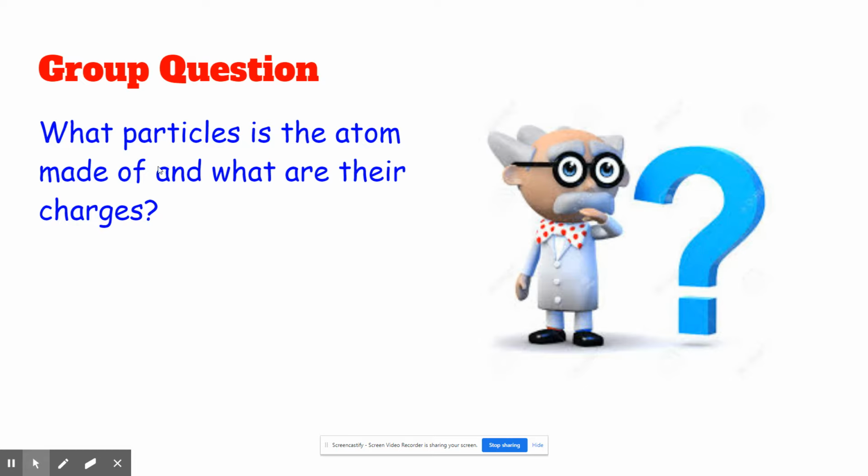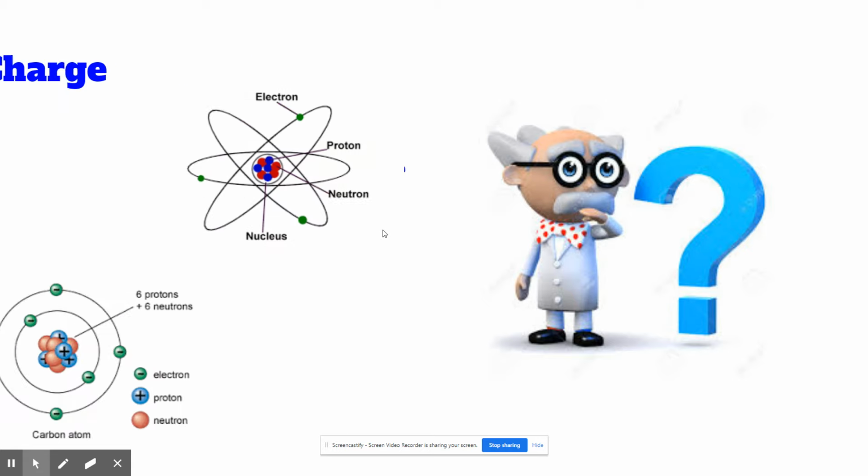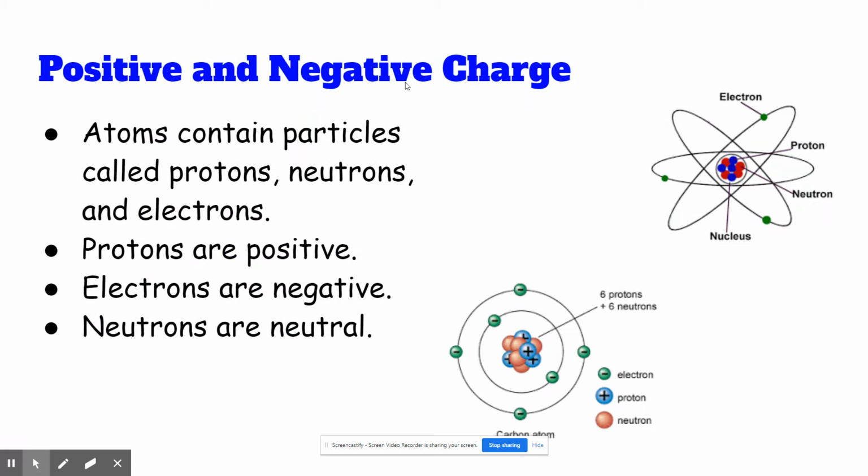One thing we want to think about is what particles the atom is made of and what their charges are. Positive and negative charges. Atoms contain particles called protons, neutrons, and electrons. Protons are positive, electrons are negative, and neutrons are neutral. We can find protons and neutrons in the nucleus of the atom. Electrons are found outside the nucleus.